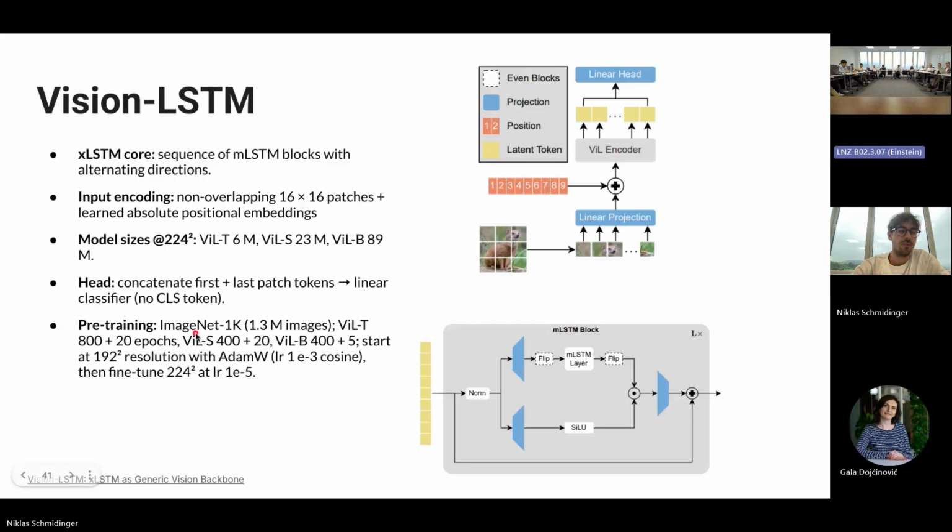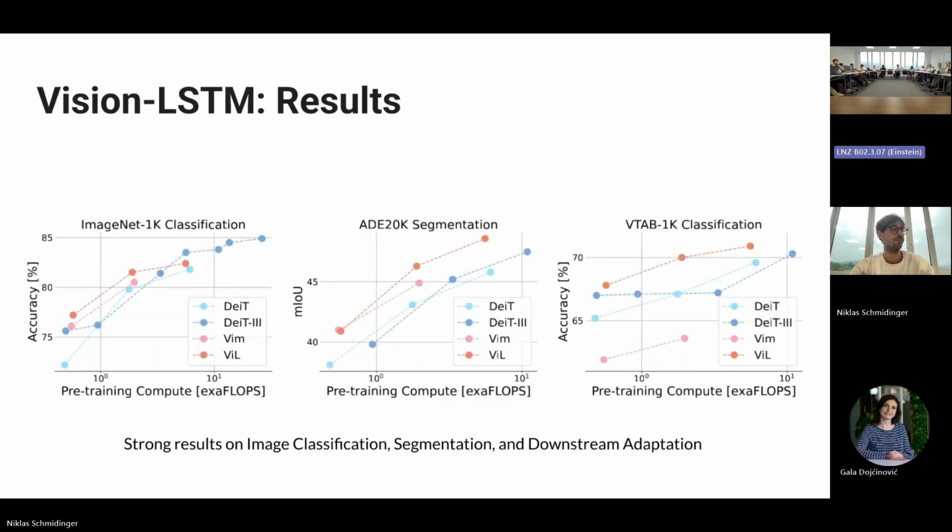Yeah, and then it was pre-trained on ImageNet, so you train it on these 1.3 million images. And here the models were still quite small: 6 million, 23 million, 89 million parameters. This was because this was the first application and no efficient kernels, no efficient implementations for the xLSTM, existed yet.